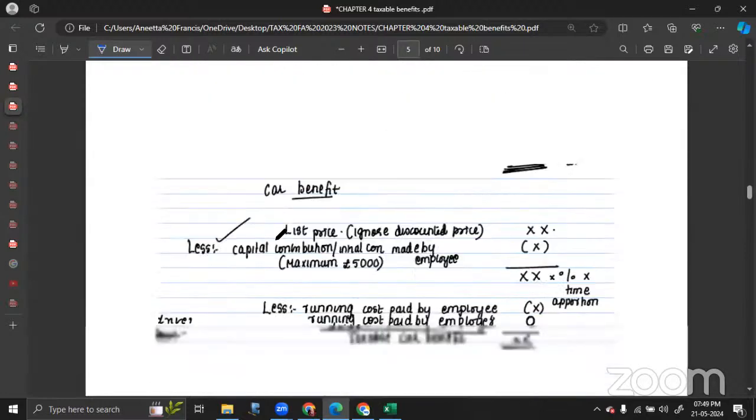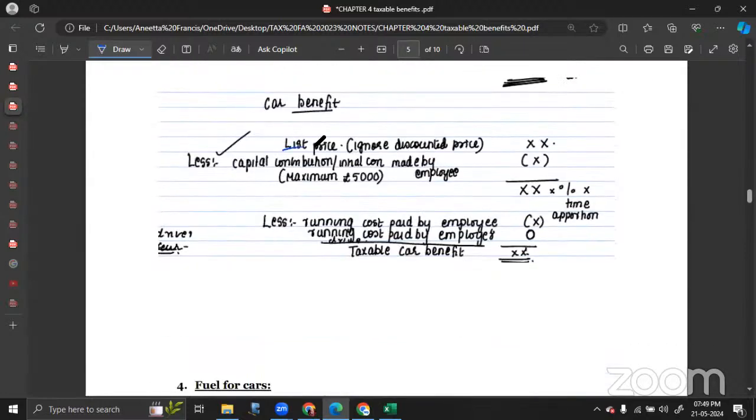Now I'll show you how to do the calculation of car benefit. You will directly take the list price. Always ignore the discounted price. From that, you will deduct any capital contribution made, which will be very clearly said in the question. The employee paid for the cost of the car, not the running cost, but the actual purchase cost of the car. So capital contribution can be deducted, but a maximum of 5,000. This is where most students may go wrong. They deduct the entire amount of capital contribution. Maximum 5,000 can be deducted.